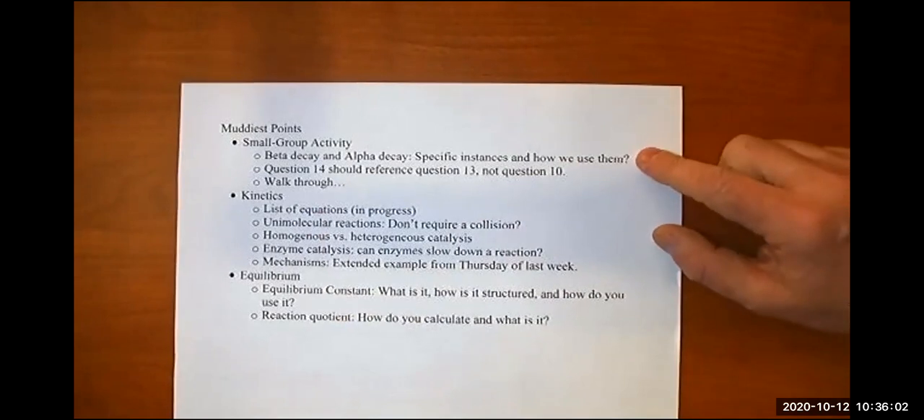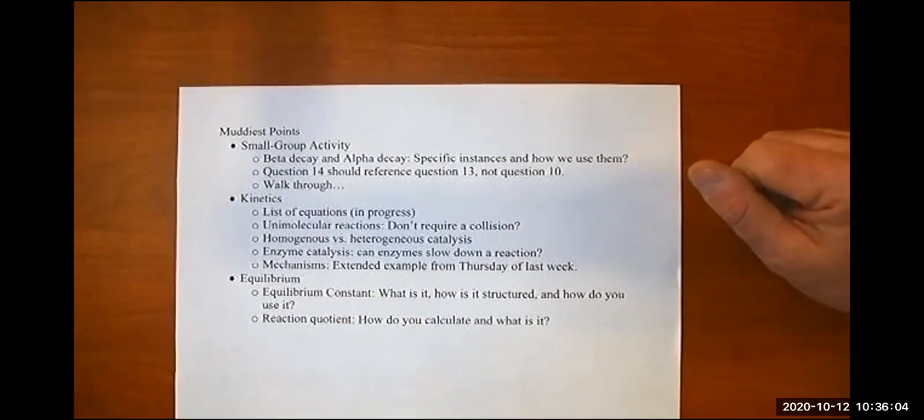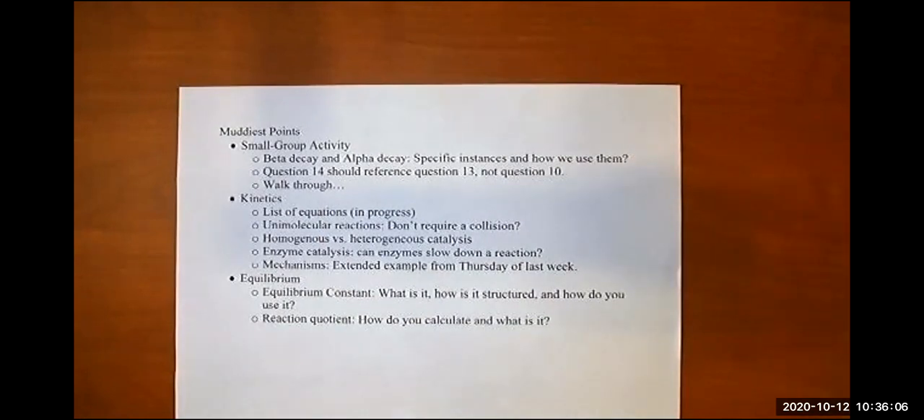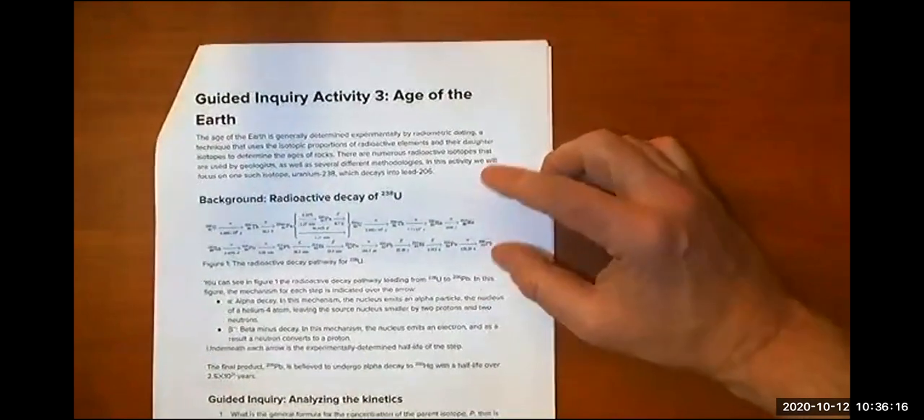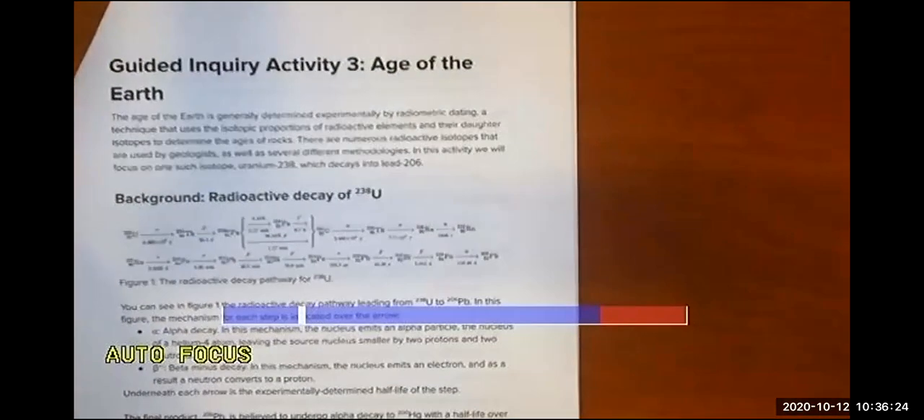So the first question that was asked was beta decay and alpha decay, specific instances of them, and how do you use them? So this is referring to the very top of the background material here, where we have two different decay mechanisms. Let's see if I can zoom in on this a little bit. There we go.